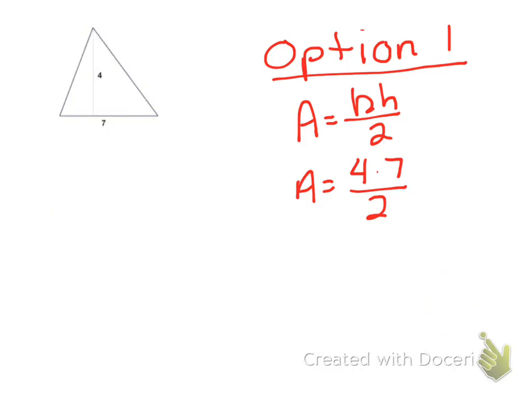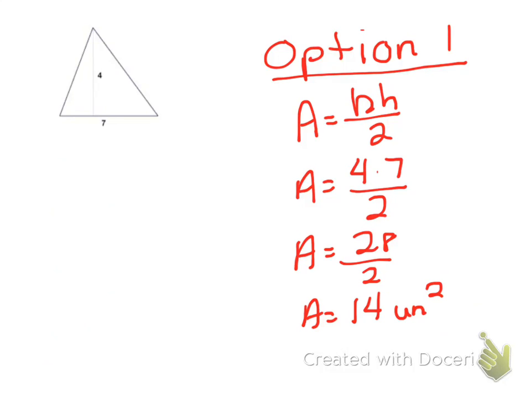So the first thing that I would do is multiply 4 times 7, which is going to give me 28, and then I'm going to divide that by 2. So when I take 28 and divide that by 2, I'm going to come up with 14. Now you'll notice that there's no label on the problem in the triangle. So anytime I don't have any labels, I'm just going to call that units. And then again, you have to remember, area is always going to be squared, so that's going to be to the second power. So that would be my first option.